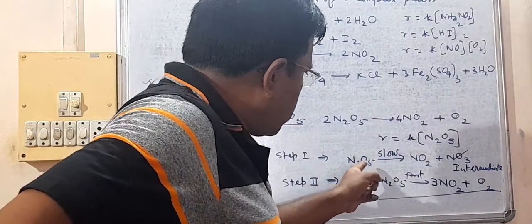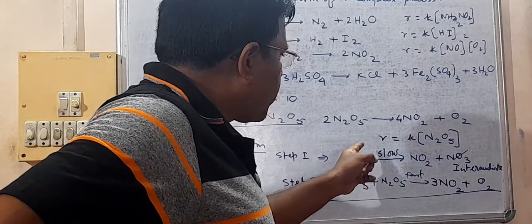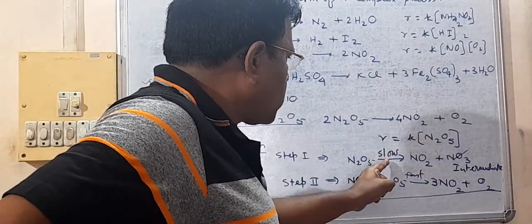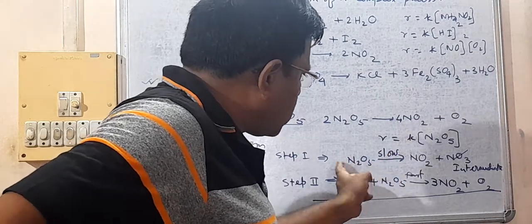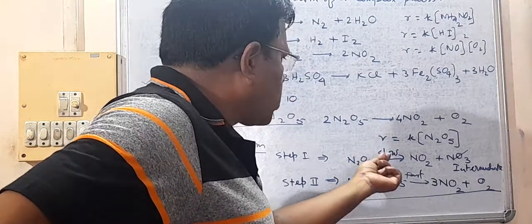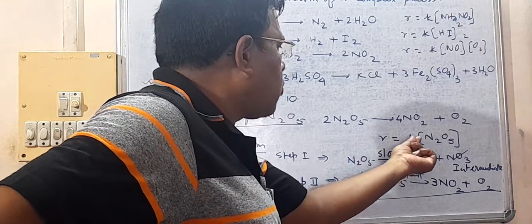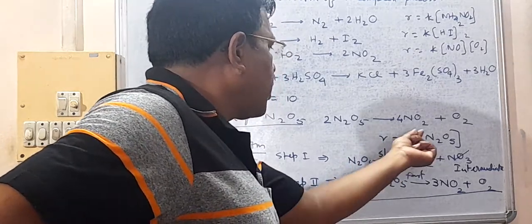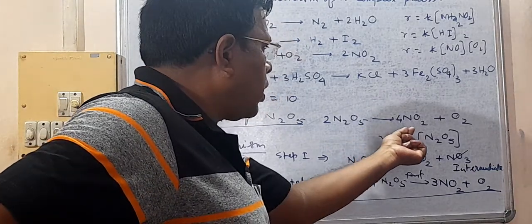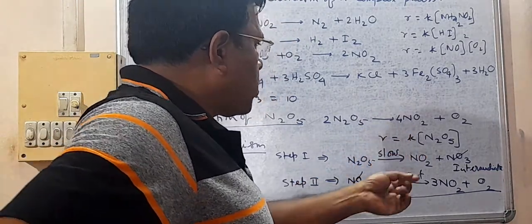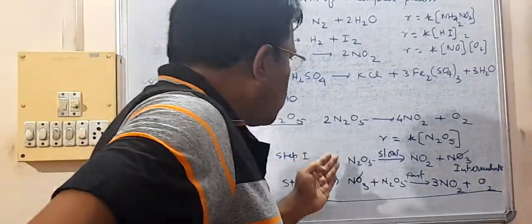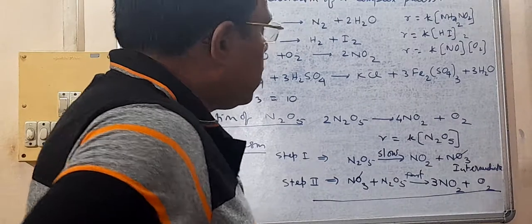Okay, so you see, the rate expression will depend on the slow step. The coefficient of the reactant of the slow step and the rate law expression are matching. It has to match. The coefficient of the first step and the rate law expression should match, and keeping that in mind, we should suggest the mechanism.